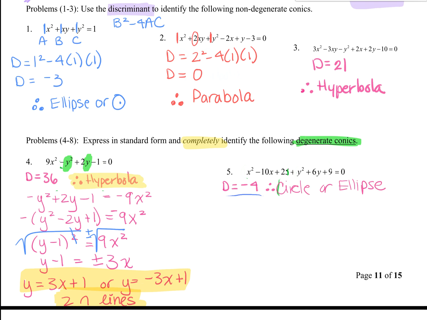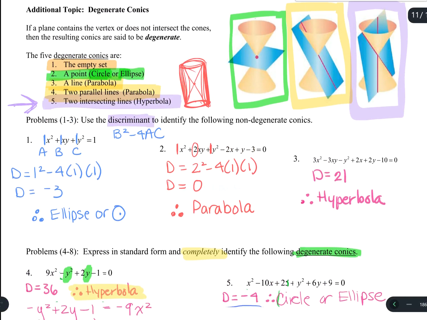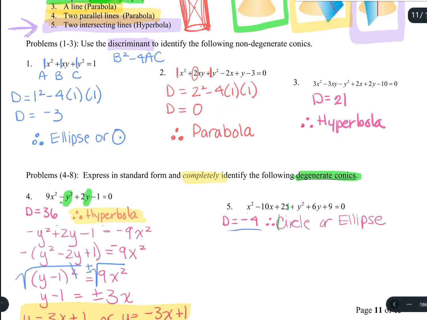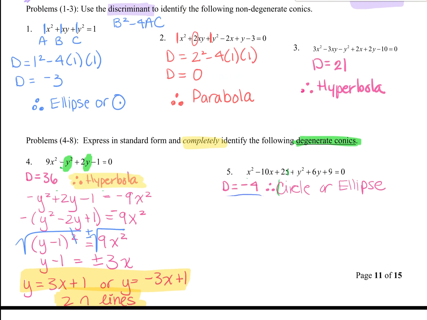So if I go back up to a circle or ellipse, you can see here that a circle or an ellipse is going to be a point, okay? So a point is what I'm looking for. All right. So I'm looking for a point. Keep that in mind because that's going to help you identify what you're going to do for the equations, okay?